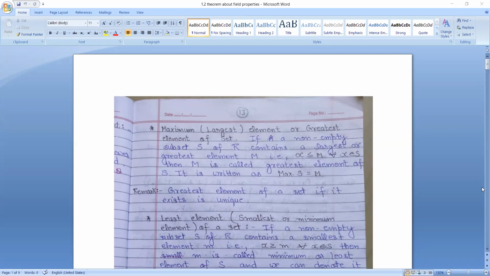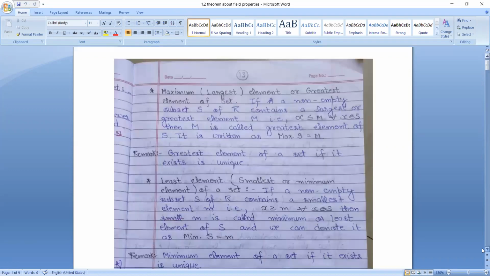If S is a non-empty subset of R that contains a largest or greatest element M, that is, x is less than or equal to M for all x belongs to S, then M is called the greatest element of S, and it is written as max S is M. The greatest element of a set, if it exists, is unique.